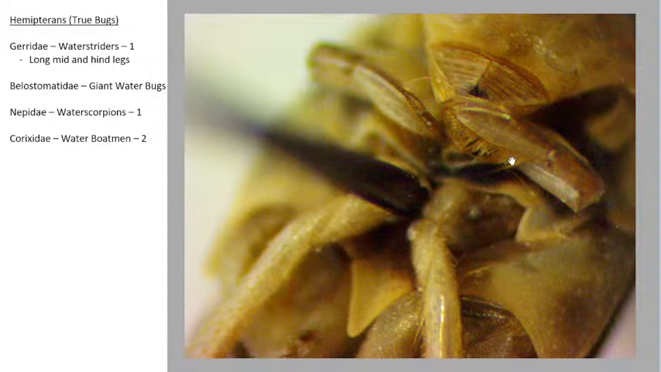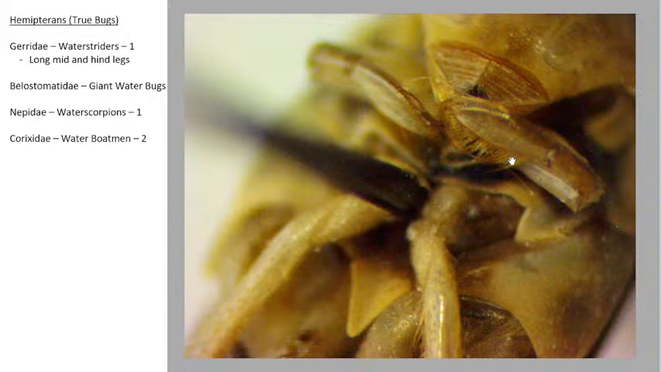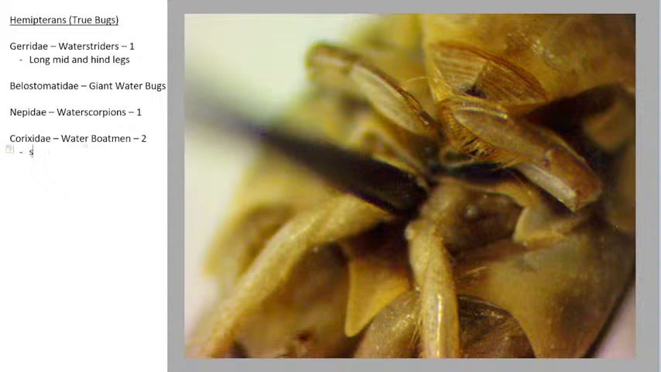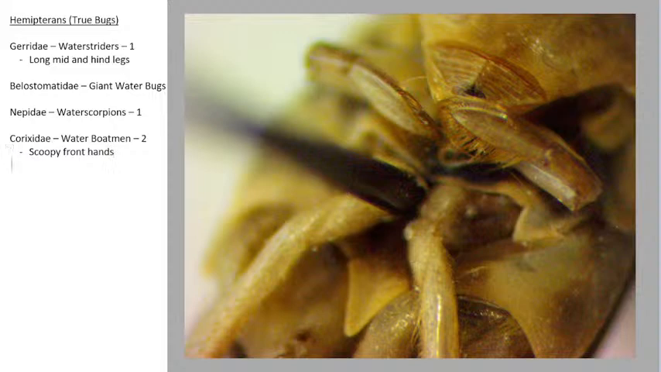So they have all of those hairs and stuff to help them filter the water. So they've got those really long scoop-like mouth parts that help them eat. And that is characteristic of water boatmen. All right. They have scoopy front hands. All right. And that's how you can tell them apart.